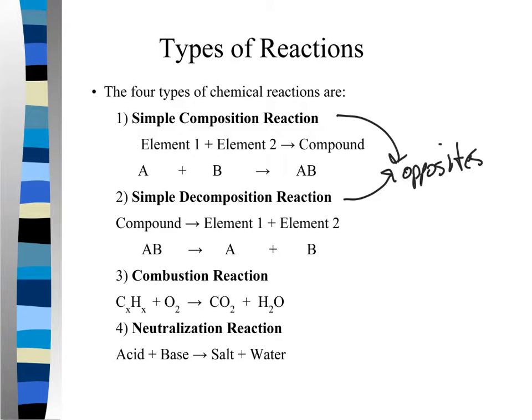Now the next type of reaction is a combustion reaction. This is where you get a CxHx, and those x's can be any number, so they could be a 1, a 2, a 3, a 4, whatever, plus oxygen, so O2, which is most likely oxygen gas, and it's going to lead us to producing CO2, which is carbon dioxide, and H2O, which is water. One thing I want you to be aware of here: CxHx are known as hydrocarbons.